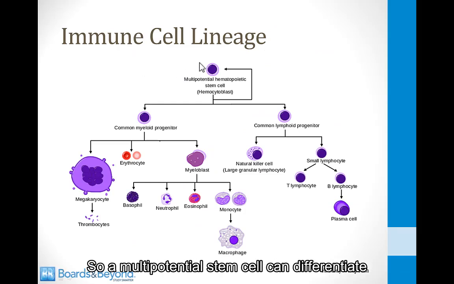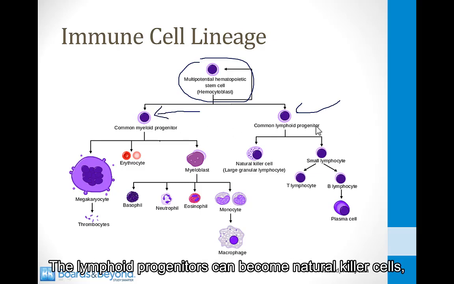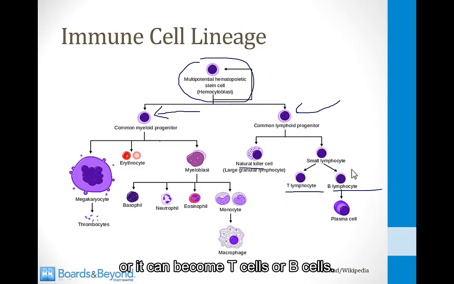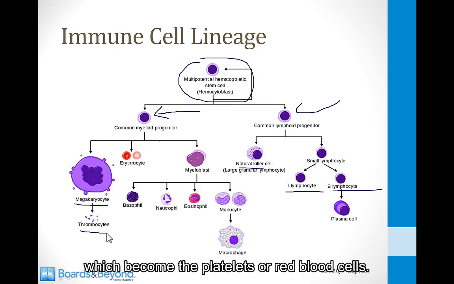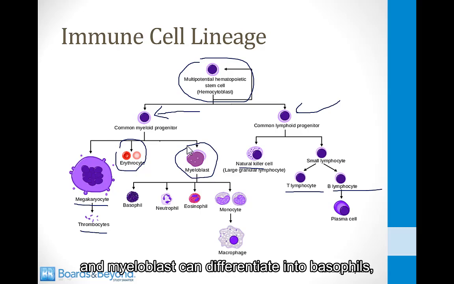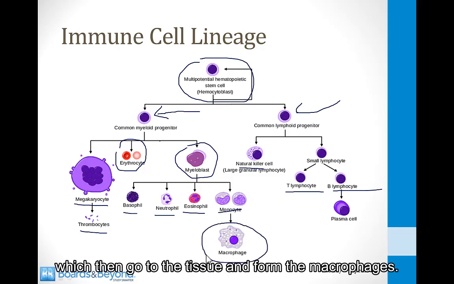Finally, let me describe the lineage of immune cells, or the way they develop from stem cells in the bone marrow. So a multipotential stem cell can differentiate into a lymphoid progenitor or a myeloid progenitor. The lymphoid progenitors can become natural killer cells or can become T cells or B cells. The myeloid progenitor goes on to develop megakaryocytes, which become the platelets or red blood cells, and they can also form myeloblasts, and myeloblasts can differentiate into basophils, neutrophils, eosinophils, or the monocytes, which then go to the tissue and form the macrophages.